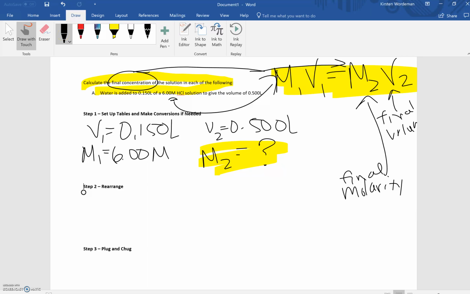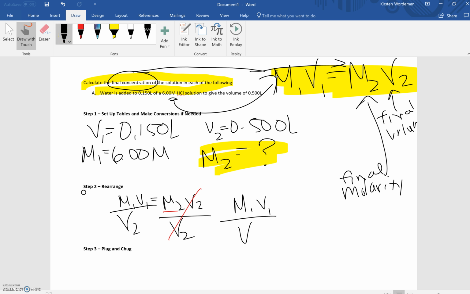Now we need to rearrange our equation. We're going to start out with M1V1 equals M2V2, and we're going to try and solve for M2 because that's the one that we need by itself. Remember, we're going to use opposite operations. The opposite operation of multiplication is division, and on the right side that's going to cancel out both of your volumes. On the left, you're going to end up with M1V1 over V2 equals your final molarity concentration.